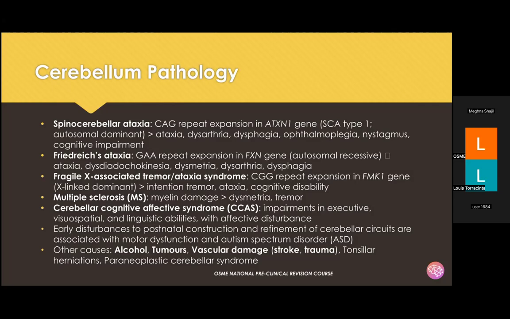Another really important cause of cerebellar pathology is obviously alcohol. Have you ever seen a drunk person outside the pub? They have a staggering gait. That's because the alcohol is literally toxic to their cerebellum, and there might be slurring of their speech. That's all the signs of cerebellar pathology right there. Tumors can do it. You can get vascular strokes and trauma to the cerebellum. You can get tonsillar herniations. You can get paraneoplastic cerebellar syndromes. There's lots that can go wrong with the cerebellum.